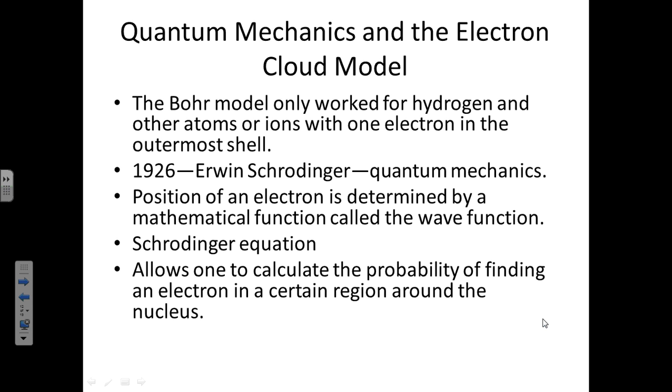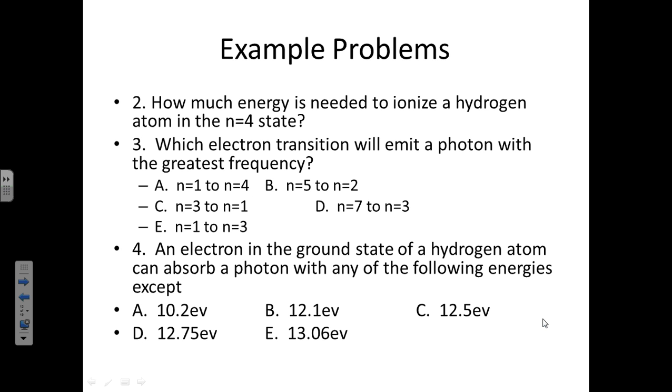His ideas basically eventually led to what we call the electron cloud model. The electrons are in this cloud, and instead of trying to figure out exactly which level they're in, you calculate the probability that they would be in this level or the other level. We're not really going to deal with that too much right now. Let's look at a couple more problems.